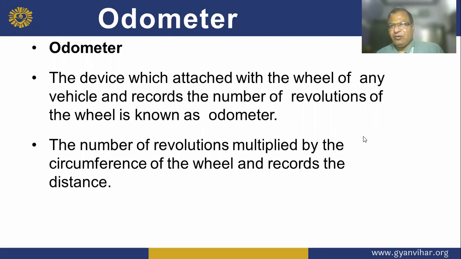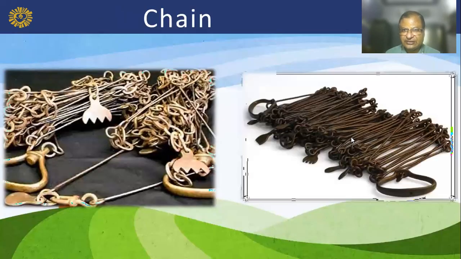Now, my dear boy, odometer. What is an odometer? The device which is attached to the wheel of any vehicle and records the number of revolutions of the wheel is known as an odometer. Clear? The number of revolutions multiplied by the circumference of the wheel gives the record of the distance.